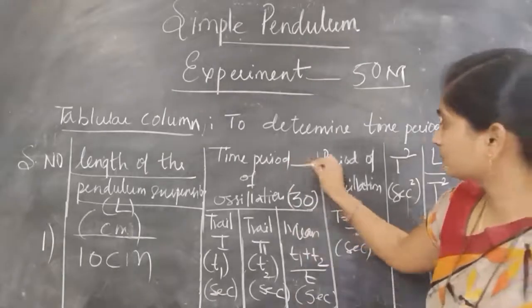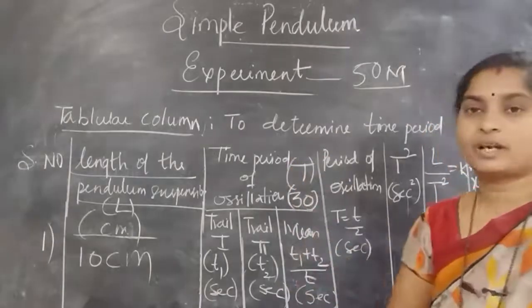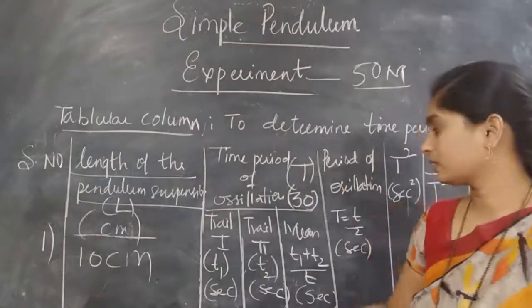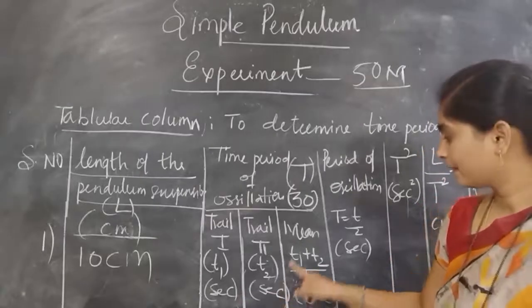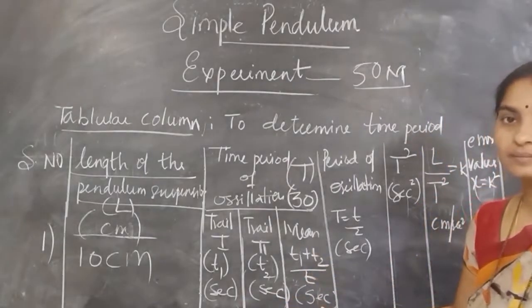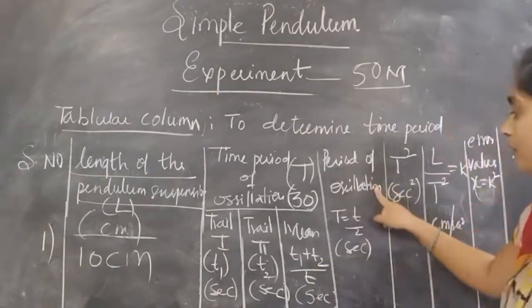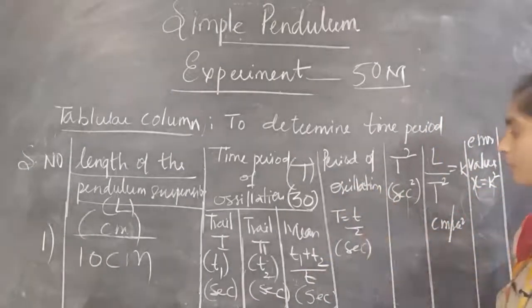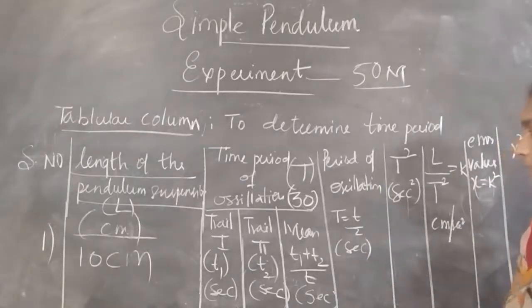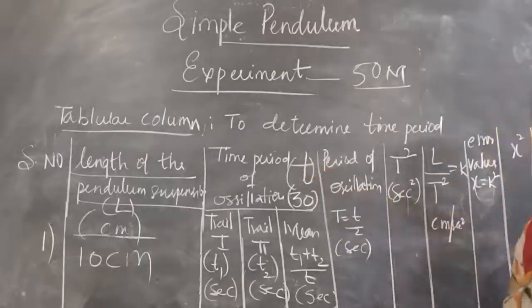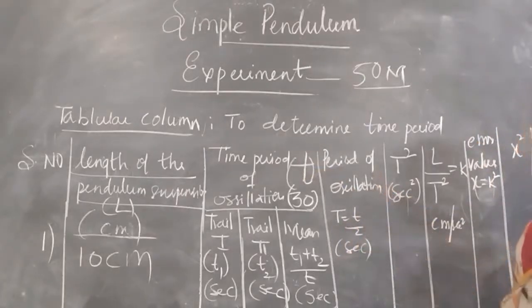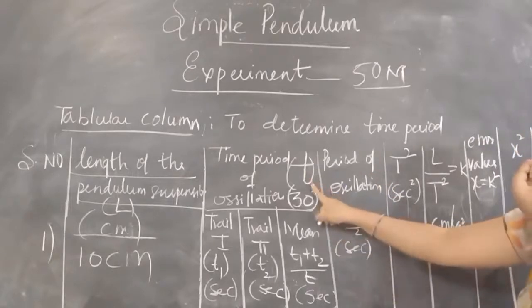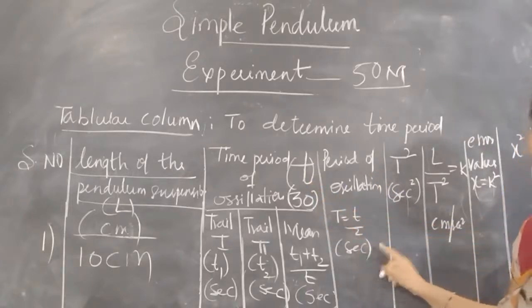What is the unit of time here? It is seconds. For trial 2 it is also seconds, and here also seconds. The next one is the period of oscillation. Here this is small t. Capital T is equal to t by 2, which gives the period of oscillation. From this value, if you do t by 2, you get the capital T value.